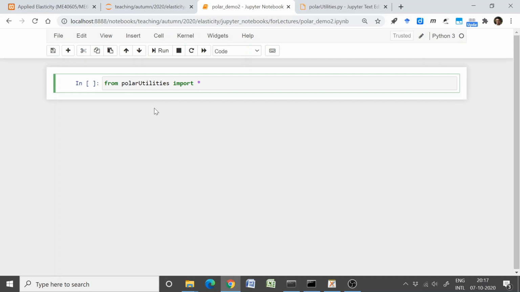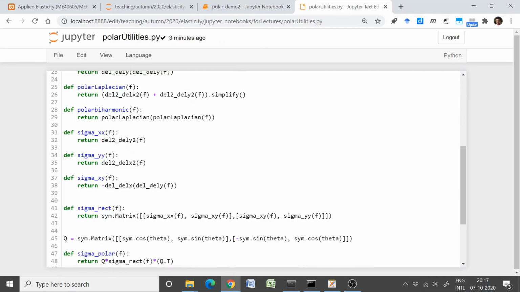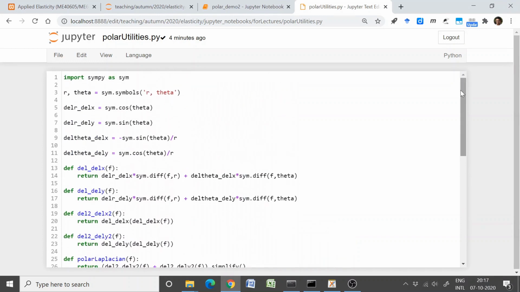Now this kind of command from any generic package, import everything, is not exactly encouraged in the Python community nowadays. Despite that, I'm doing it here, because this is a very small package that is completely under my control. I know what I have defined here, so there is no problem. And the good thing is that within it I have imported SymPy as it should be, as is actually encouraged in the Python community.